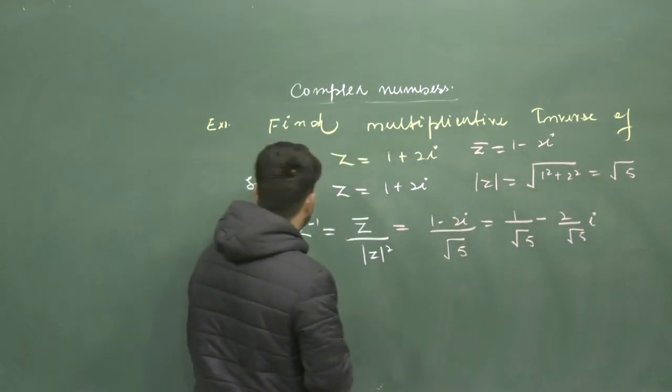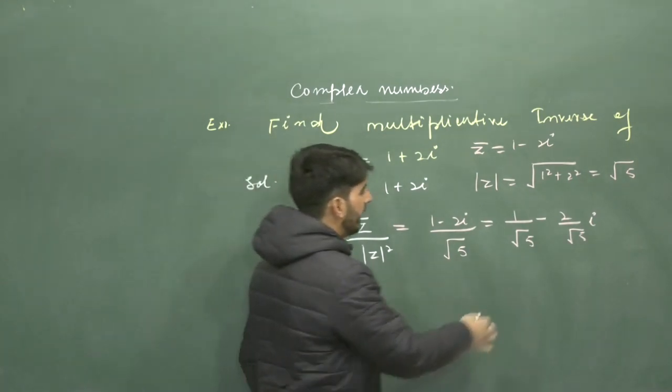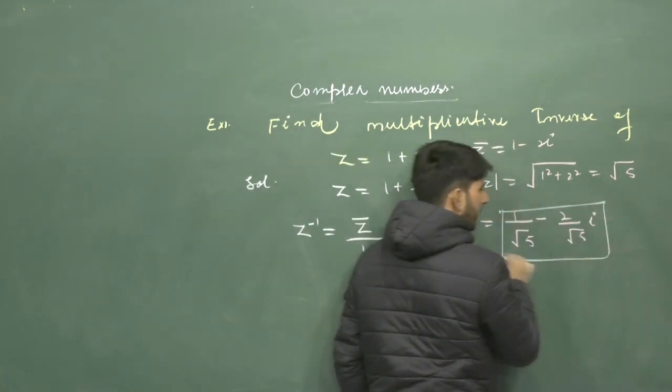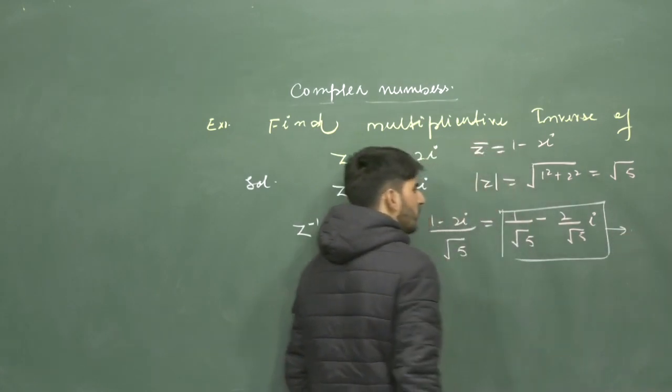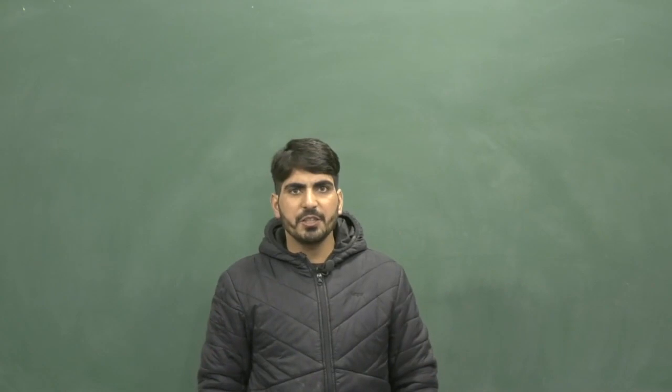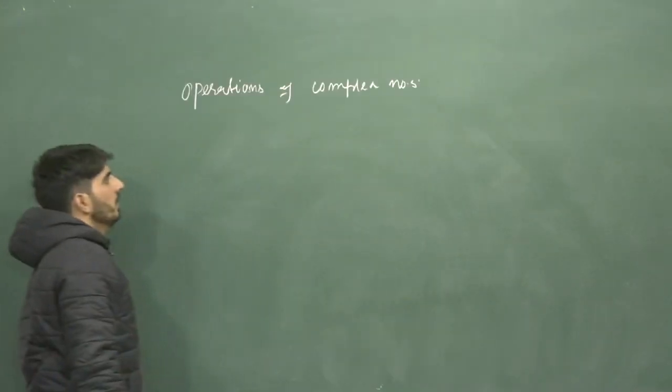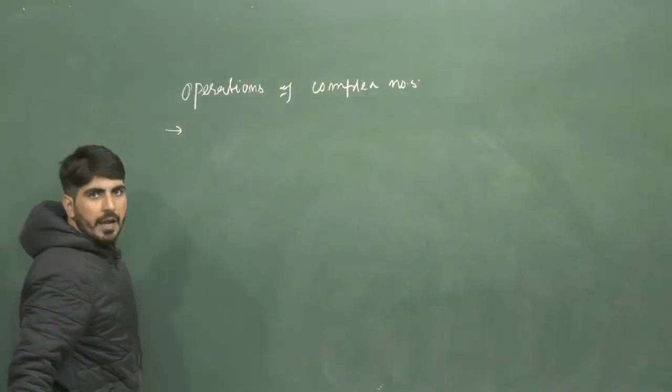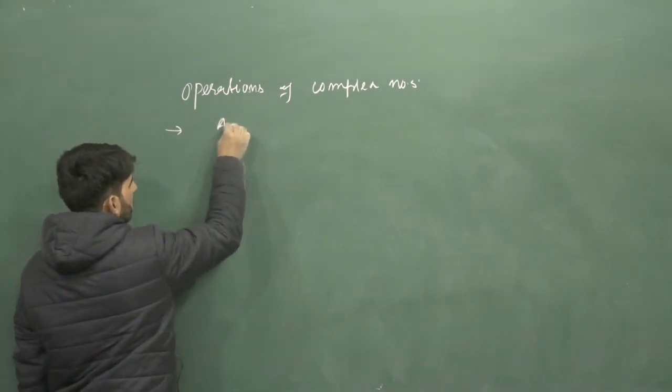If we see here, z inverse is again a complex number. This is also of the form a plus iota b. Let us define the operations of complex numbers. First, addition of complex numbers.